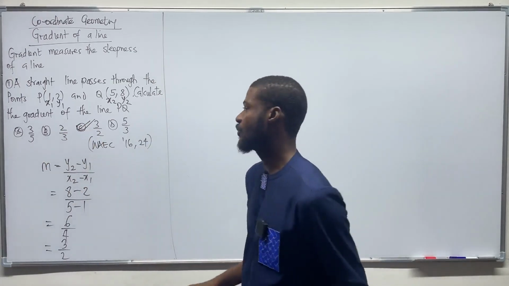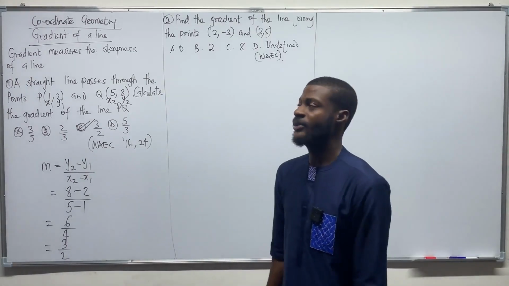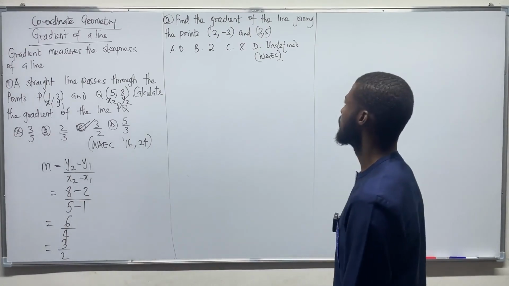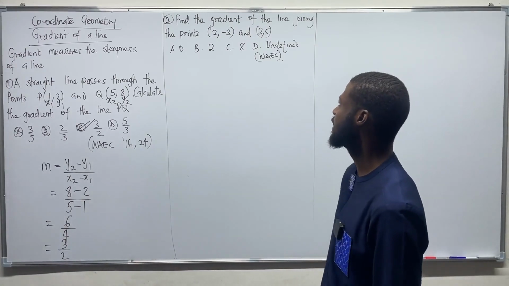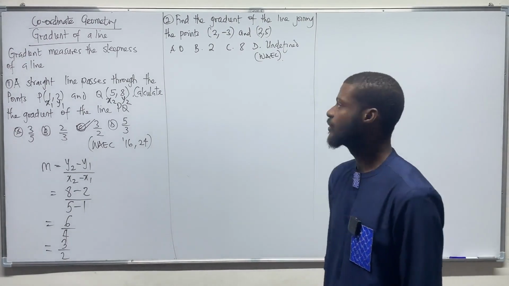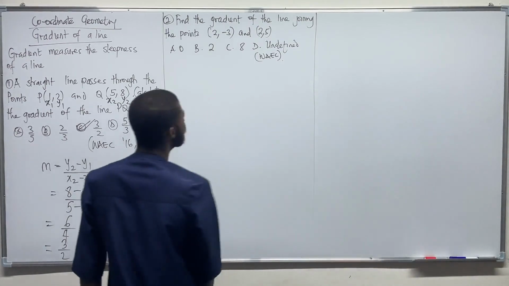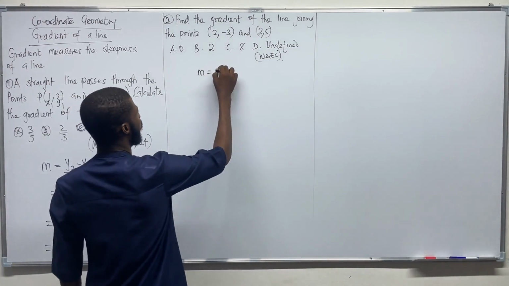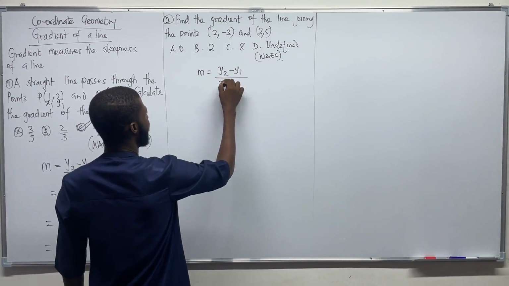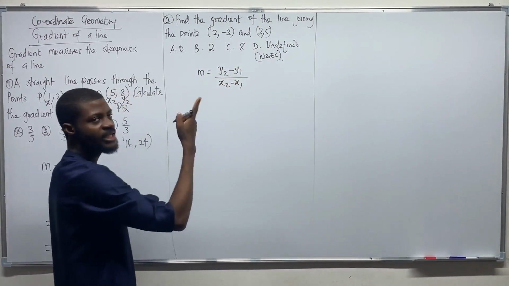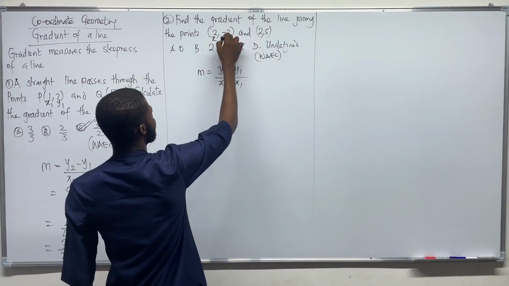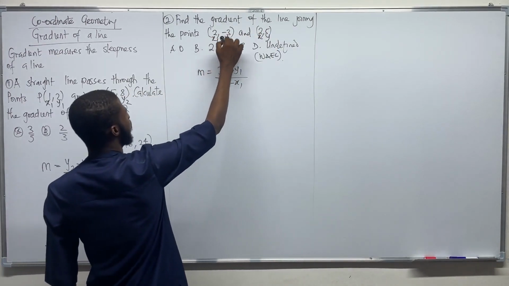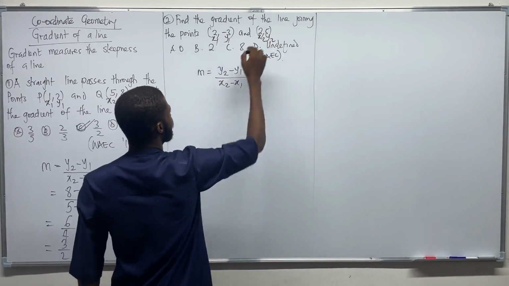Let us take a look at the next question, number 2. It says, find the gradient of the line joining the points (2, -3) and (2, 5). Now, what do we do? It's actually easy. We go again by the formula: m is equal to y2 minus y1 over x2 minus x1. So let us name our points. Every point must have x and y. Since this is the first point, I'll say this is x1, y1, this is x2, y2.